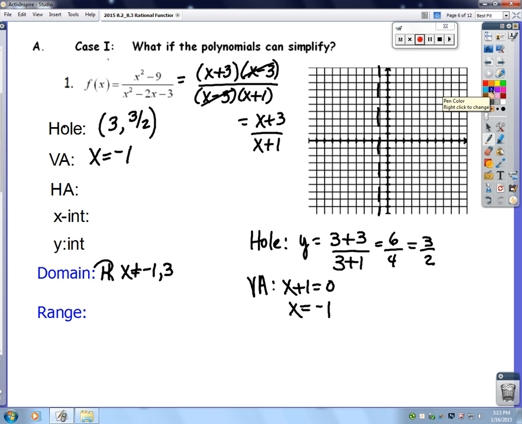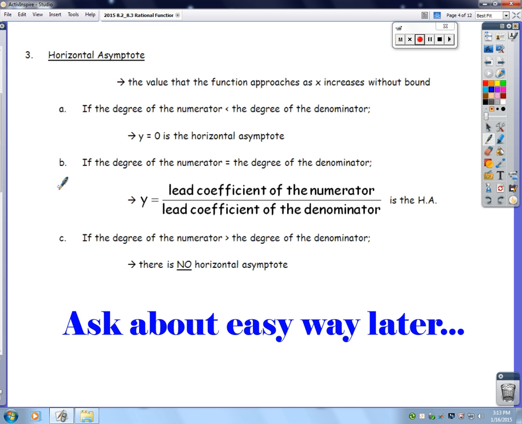All right, so the 0 of the denominator is a vertical asymptote. Now let's go back and find a horizontal asymptote. There are lots of ways of doing this, so we have to look at all these different situations. The horizontal asymptote is a value that the function approaches as x increases without bound.